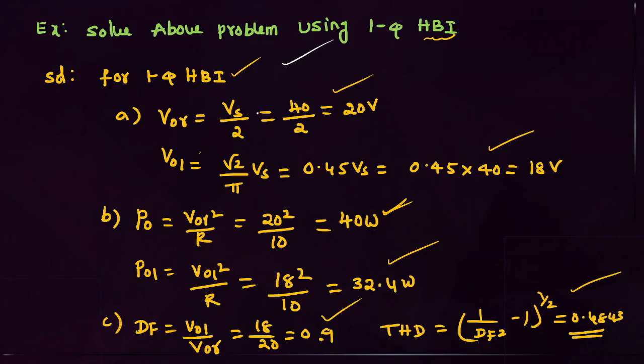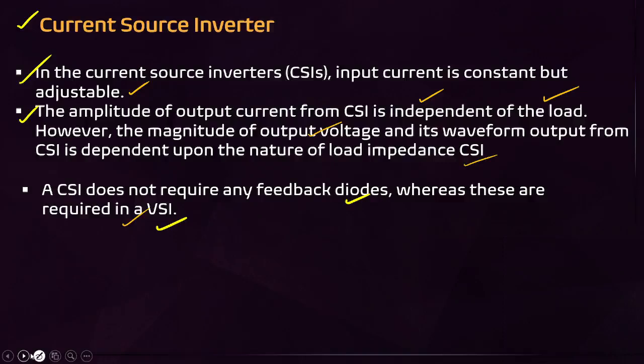Solve the above problem using a single phase half bridge inverter. The only difference I told you: in the full bridge inverter it is Vs, but in the half bridge inverter it's Vs by 2. That is, 2 root 2 by pi into Vs, but here it is root 2 by pi into Vs. Remaining, you have to write V0 equals V0 R square by R, V01 equals V01 square by R, distortion factor equals fundamental by total RMS. That you have.